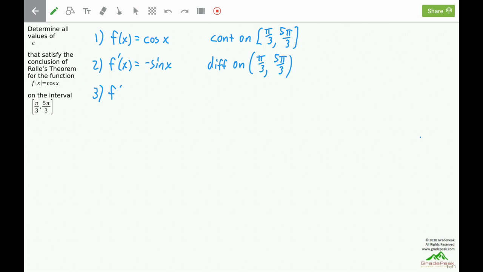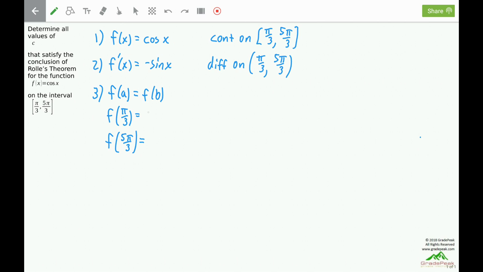The third condition: the function evaluated at the left endpoint, A, has to match the function evaluated at the right endpoint, B. In this problem, we have the interval of pi over 3 to 5 pi over 3. The left endpoint A is pi over 3. The right endpoint B is 5 pi over 3. So we need to evaluate f at the left endpoint, pi over 3, and f at the right endpoint, 5 pi over 3, and see if they're the same.